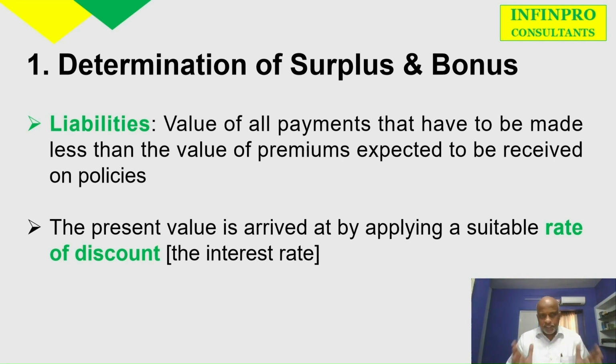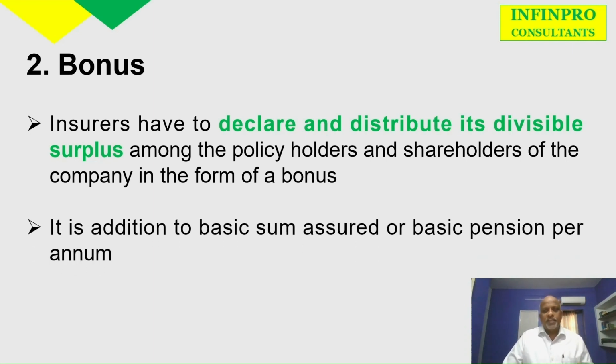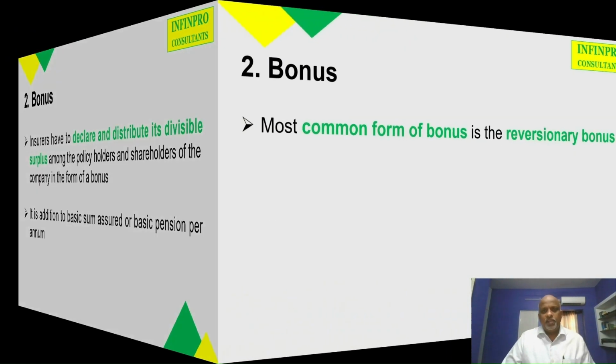So understand the basic concept. You need not get into actual calculation. There are specialists in this role in a life insurance company called actuaries who keep doing this for the companies. So it is for you to understand how your business will impact the organization performance, right? So moving forward, insurers have to declare and distribute the divisible surplus, which is called the bonus, and they have to share it with the shareholders and the policy holders, right?